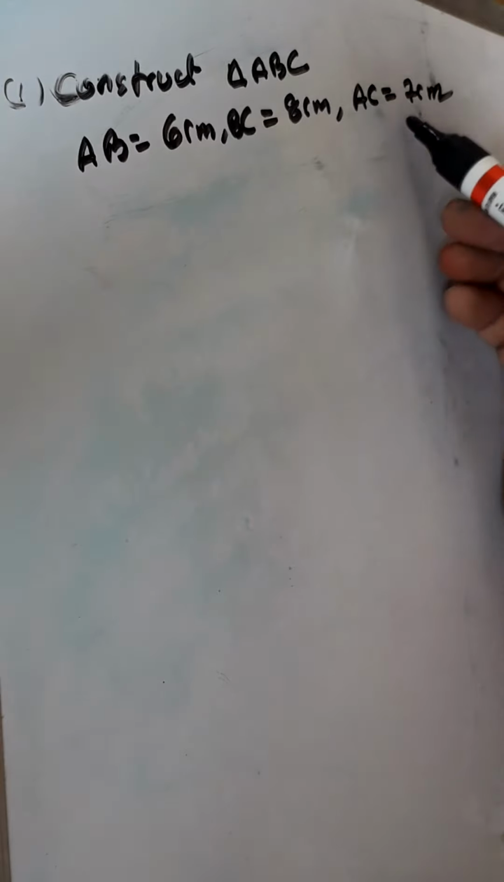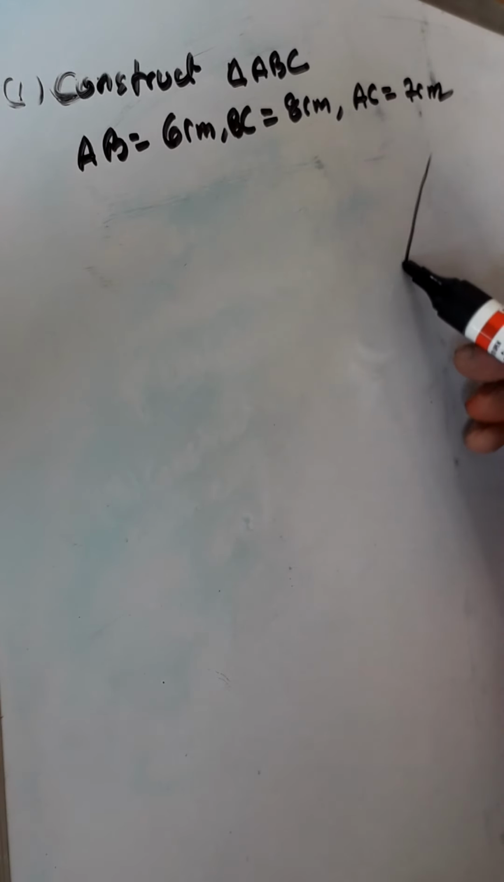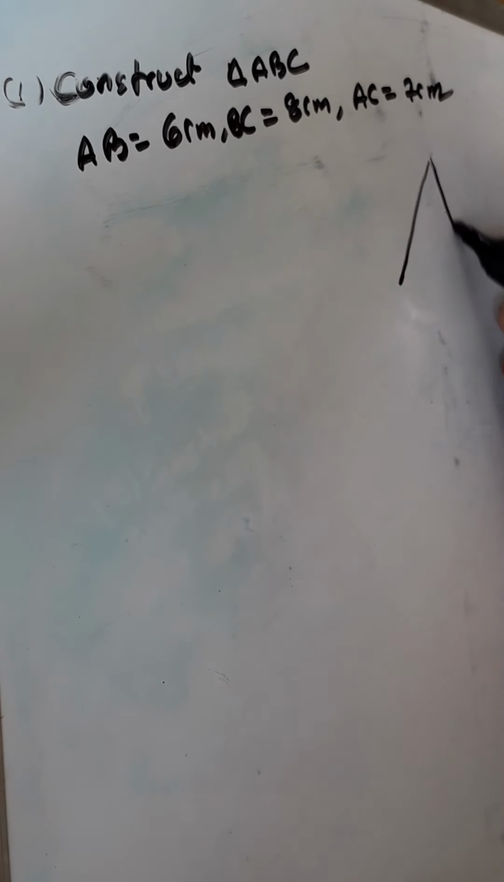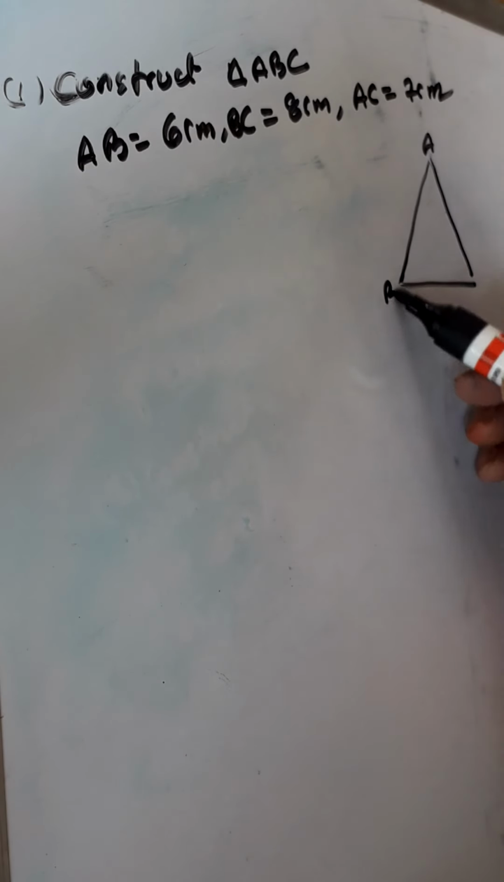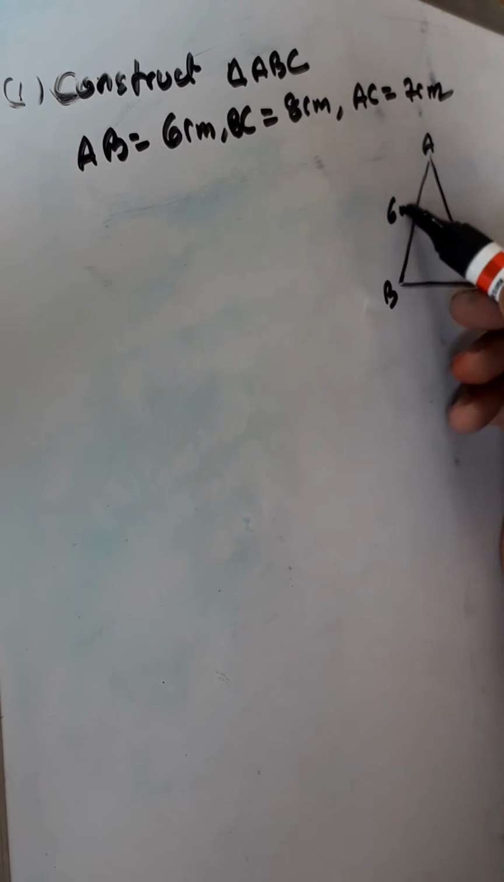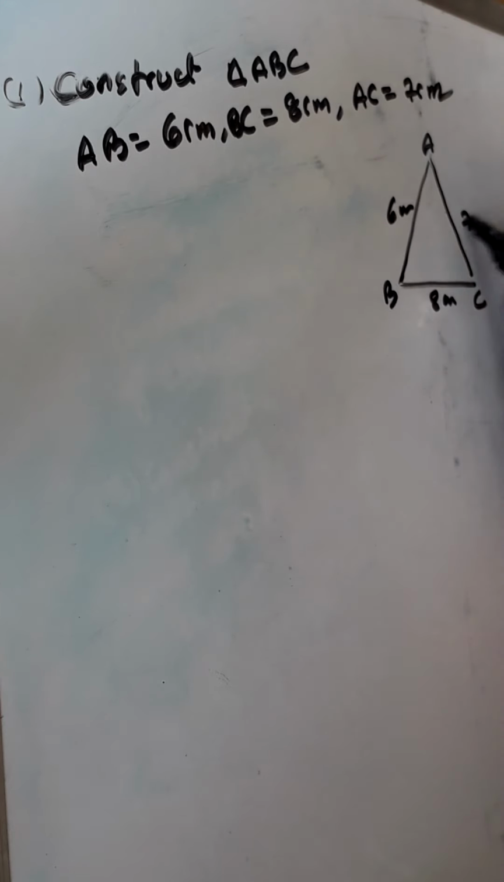We have to construct a triangle ABC with three sides given: AB 6 centimeter, BC 8 centimeter, and AC 7 centimeter. We will draw a figure here. ABC we have to draw. AB is 6 centimeter, BC 8 centimeter, and 7 centimeter AC. Let us start the construction.